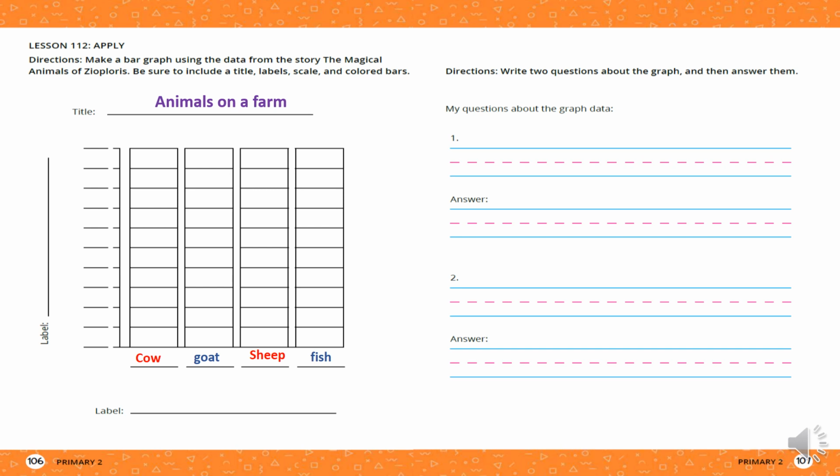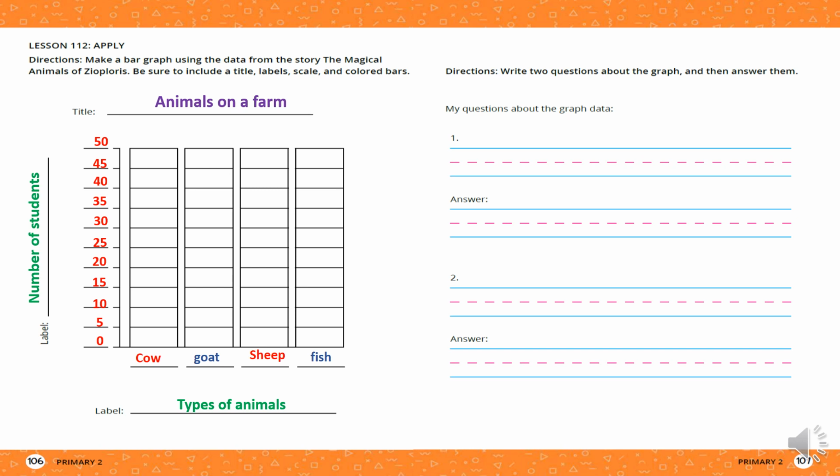And we have two sides, horizontal side that has name or label, types of animals like cow, goat, sheep and fish. And we have the vertical side that has name or label, number of students. Then now we will write the scale. 0, 5, 10, 15, 20, 25, 30, 35, 40, 45 and so on. Here in our scale we are skip counting by 5. 0, 5, 10, 15 and so on.